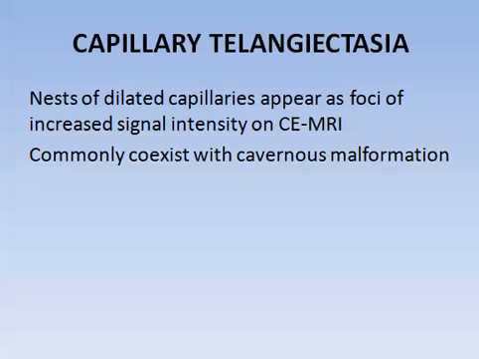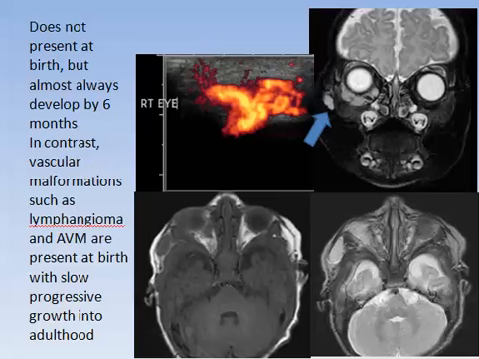Now capillary telangiectasis: a nest of dilated capillaries appearing as foci of increased signal intensity on contrast enhanced MRI, commonly coexisting with cavernous malformations. This is not present at birth, but almost always develops by 6 months. In contrast, vascular malformations such as lymphangioma and AVM are present at birth and show progressive growth into adulthood. This is capillary telangiectasia on the surface.